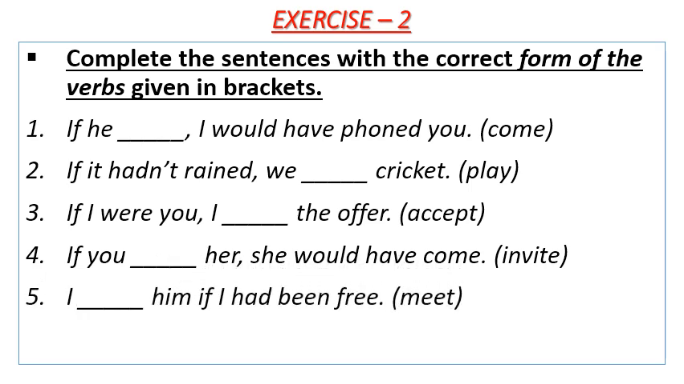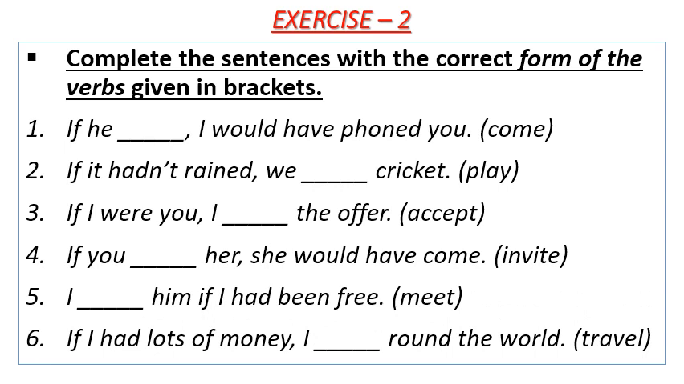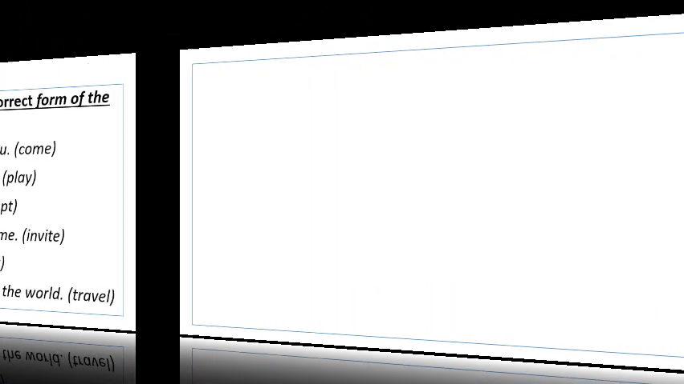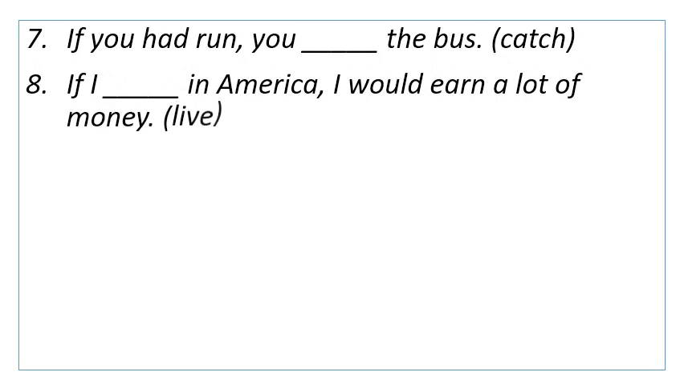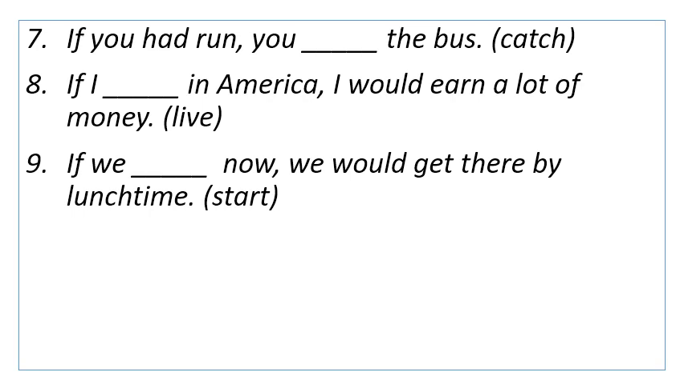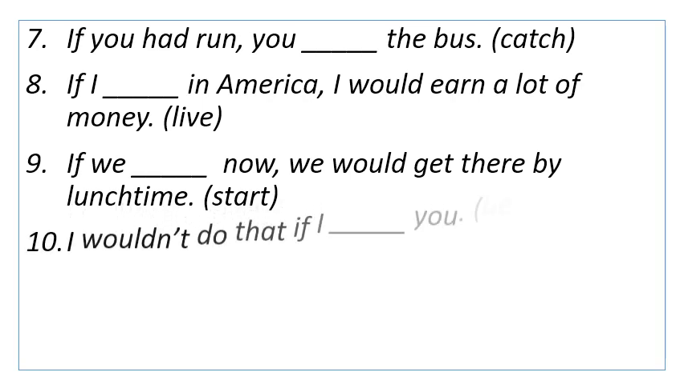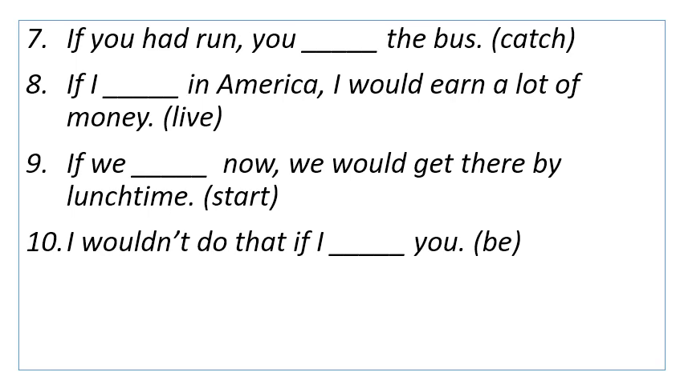Number 5. I dash him if I had been free. Clue is meet. Number 6. If I had lots of money, I dash round the earth. Clue is travel. Number 7. If you had run, you dash the bus. Clue is catch. Number 8. If I dash in America, I would earn a lot of money. Clue is leave. Number 9. If we dash now, we would get there by lunchtime. Clue is start. Number 10. I wouldn't do that if I dash you. Clue is be.